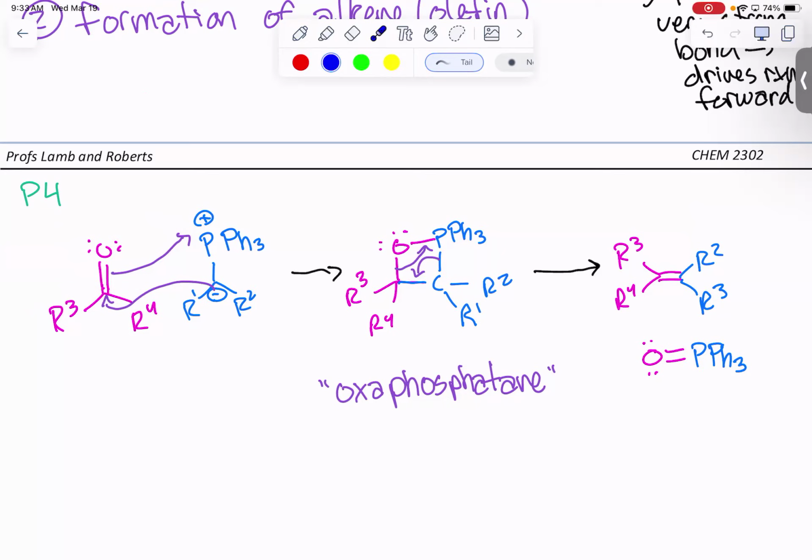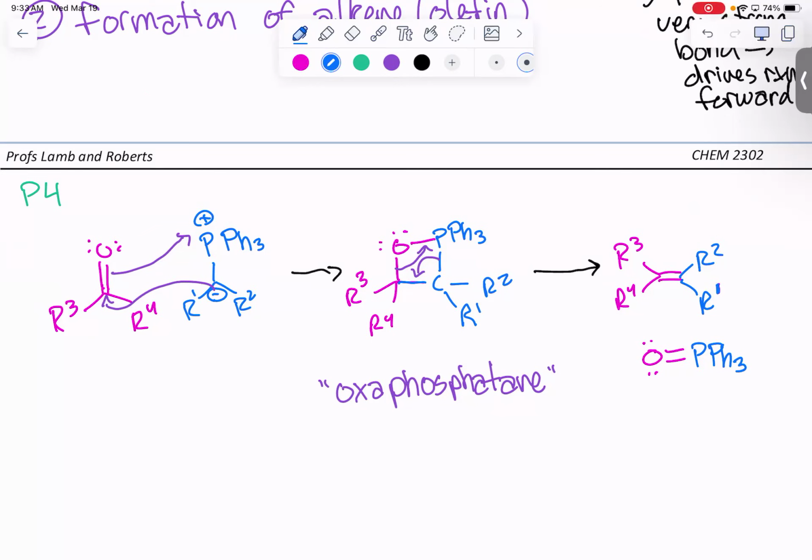All right, so this is the Wittig reaction. So let's go ahead and practice this, all right? So I've only drawn R3 and 4 and 2. Oh, I'm sorry, this should not be R3, this should be R1 here. Sorry about that. All right, so I've drawn all these R groups.